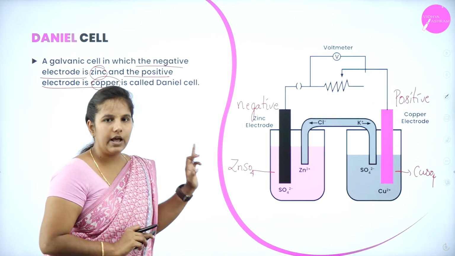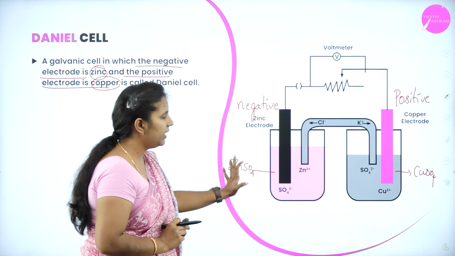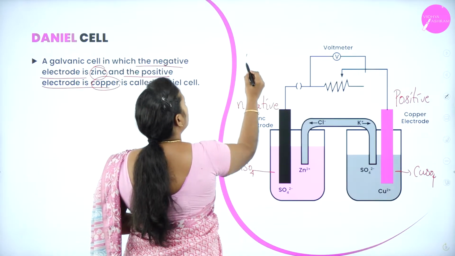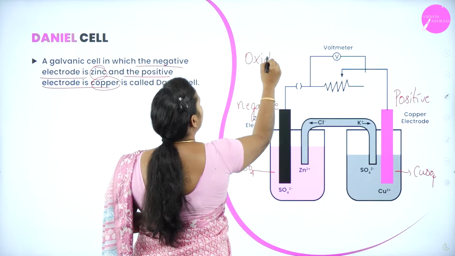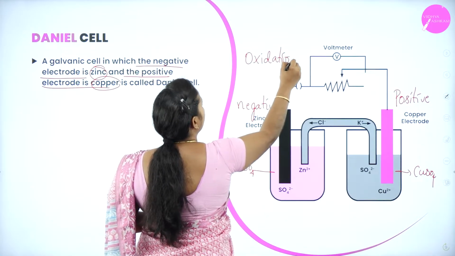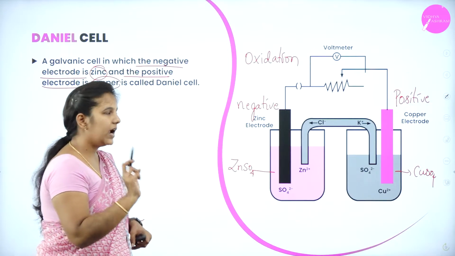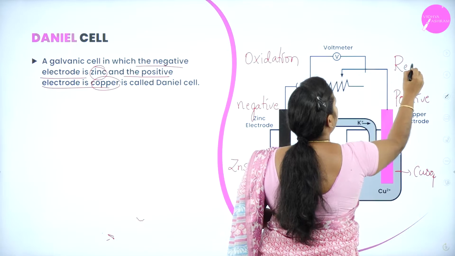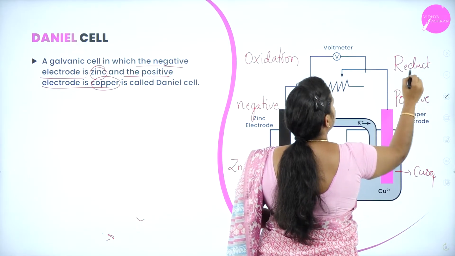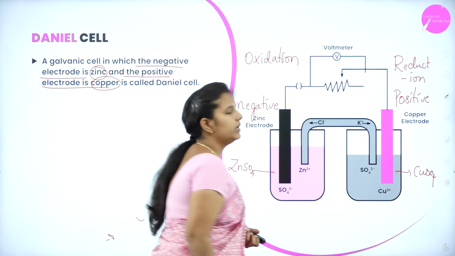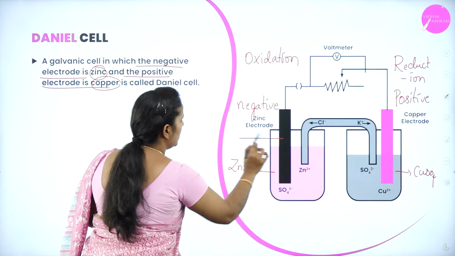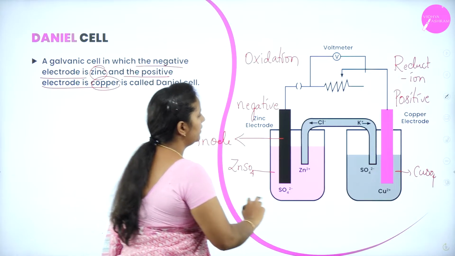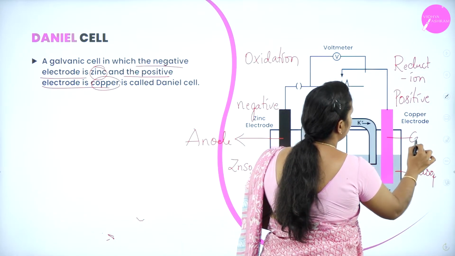Now we all know that at the anode, oxidation will be taking place. What will be taking place? Oxidation. Whereas at the cathode, we know that reduction will be taking place. Remember, this is the anode and this one will be the cathode.